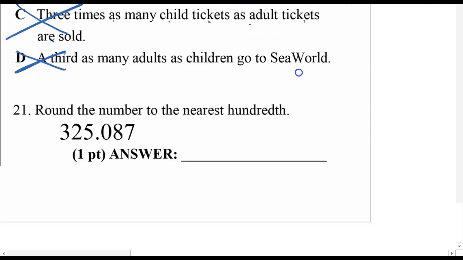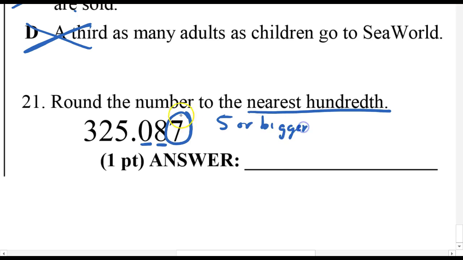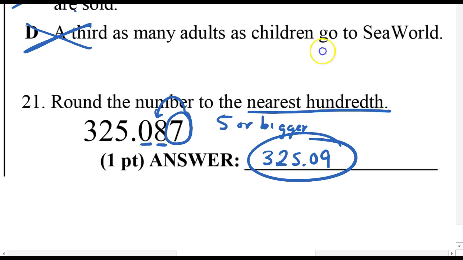And the last one. Round the number to the nearest hundredth. Well, that's what we've been doing this whole test, is rounding to the hundredth. And we know the hundredth is 2 places after the decimal. Okay, so we look to the number to the right, and we say, is that 5 or bigger? And if it is, it will change the number to the left, making it go up 1. So this will go up to 9 from 8. So the answer would be 325.09.